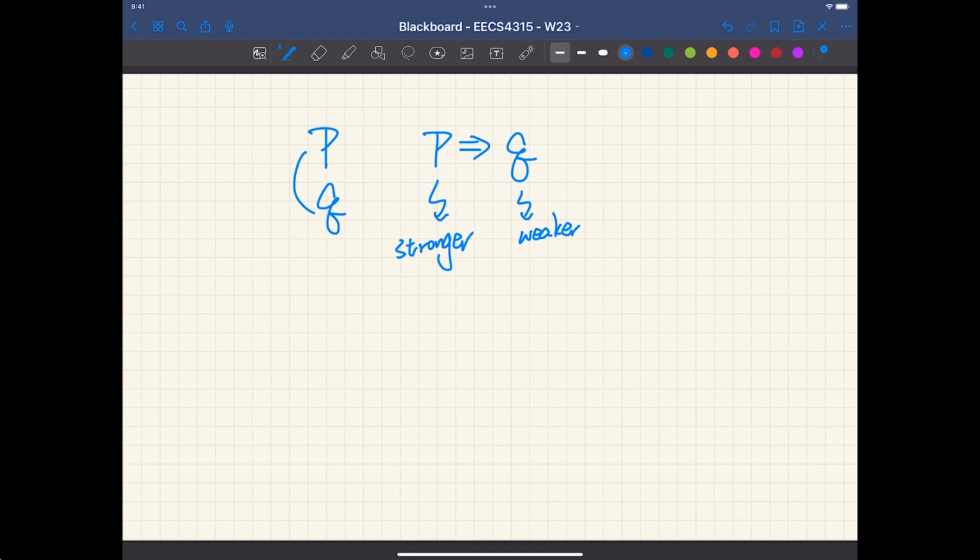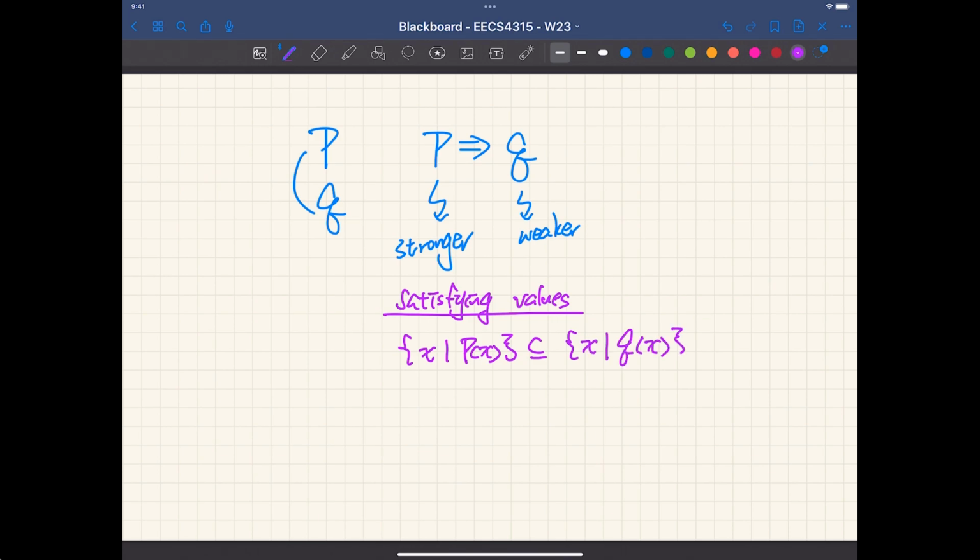Implies. It should be implies. Because, okay, let me go a little bit further. Now if you try to see the satisfying values of the two predicates, the set of satisfying values X such that P of X would be a subset of the set of satisfying values for Q. And let's visualize it.